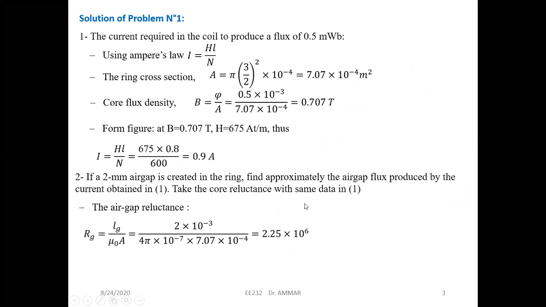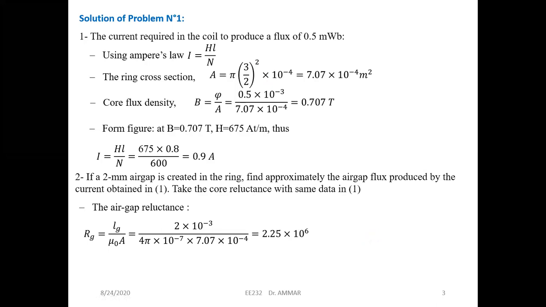So the air gap reluctance equals the length of the air gap, Lg, which is 2 times 10 to the power minus 3 because it's in millimeters, over mu0, 4 pi times 10 to the power minus 7, times 7.707 times 10 to the power minus 4, which is the cross section. And it's equal to 2.25 times 10 to the power 6. This is the reluctance.